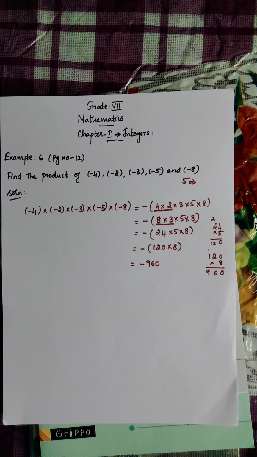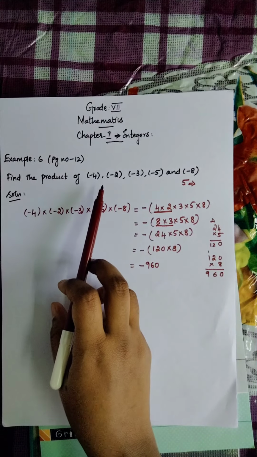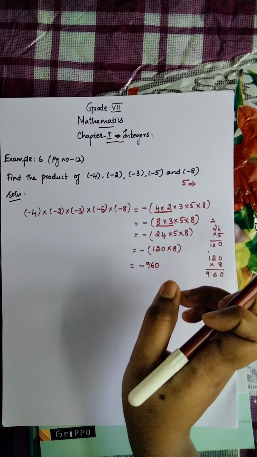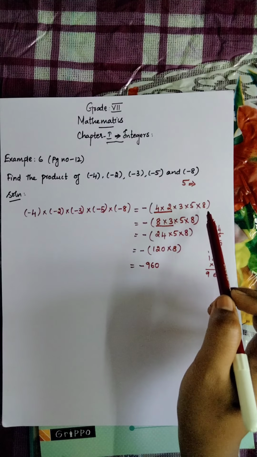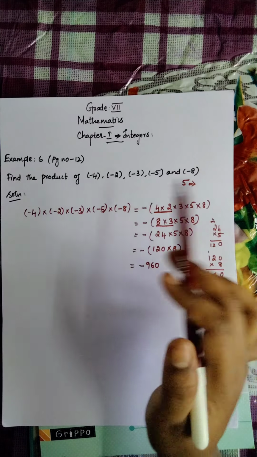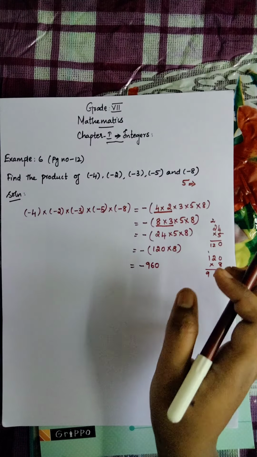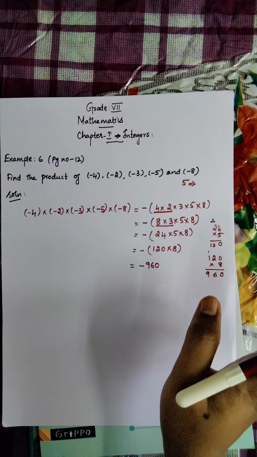Understand? Do you all understand? If there are more than 2 integers, first we need to count how many negative numbers are there. See, 1, 2, 3, 4, 5. Totally 5 negative integers there. If there are 5 negative integers, we need to multiply all the numbers and put the negative sign before the number. This is your rule for an odd number of negative numbers. Understand?